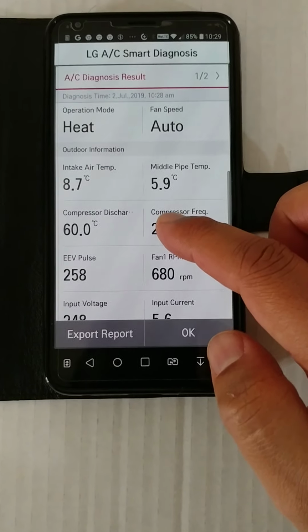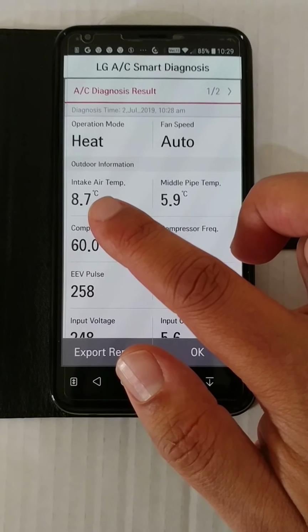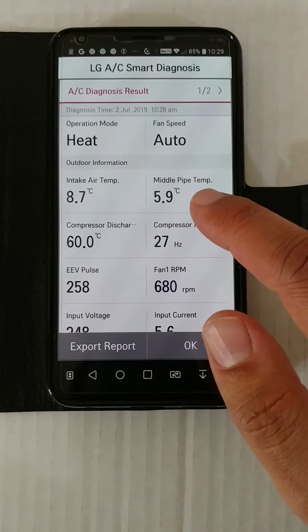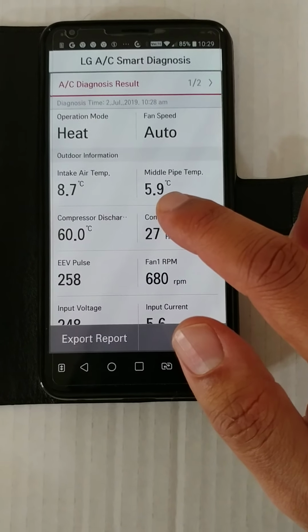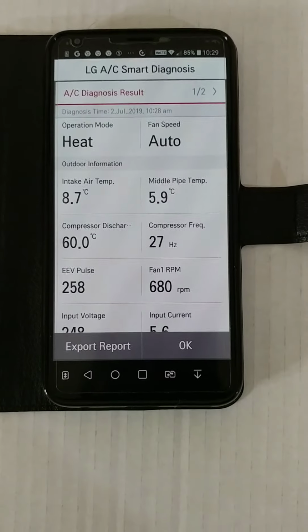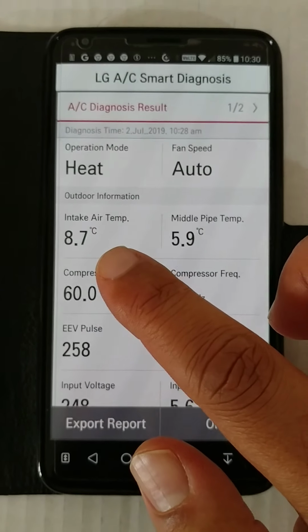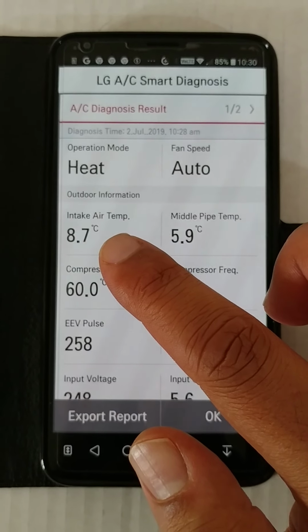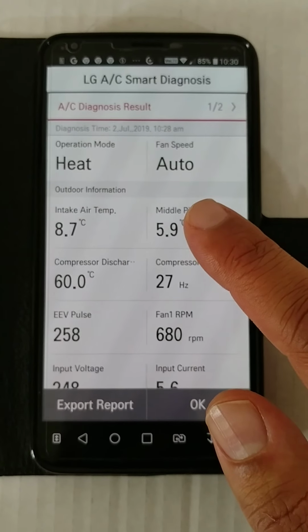Now look at the outdoor unit. Intake air temperature, so outside is cold, 8.7 degrees. The condenser of the outdoor unit of the split system air conditioner is at 5.9 degrees. That's the coil temperature. So obviously it's extracting the heat. So as you can see here, 8.7 degrees is the outdoor temperature. The coil temperature is 5.9.